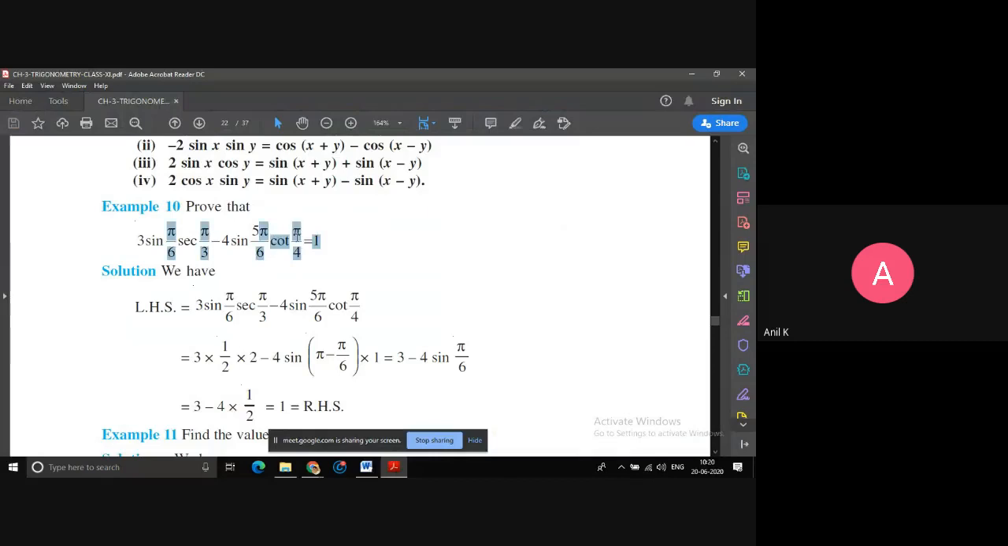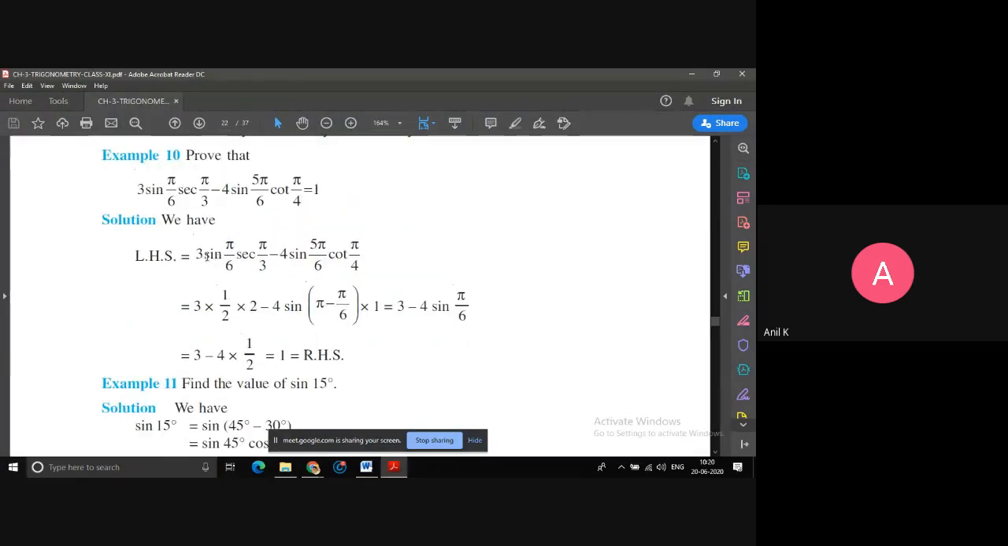And cot pi by 4 is nothing but cot 45. You see here, sin 60, that pi by 6 is 60. So the sin 60 value is 1 by 2. So 3 times 1 by 2, they replace into sec 30 degrees. Sec 30 degrees is 2. So they replace 2 also. Then minus 4. Here also they get minus 4.